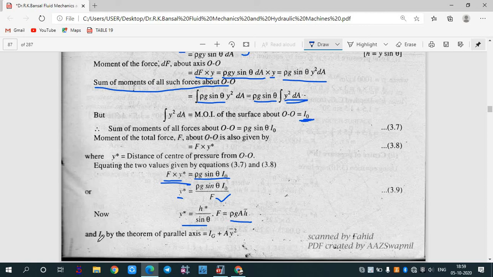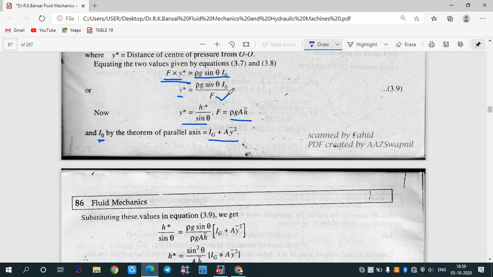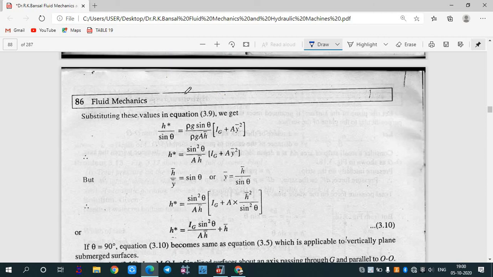And one more thing, I naught by parallel axis theorem, I have told you earlier, equals Ig plus A y bar square. So we'll put all these values in this. Instead of y star in this equation we put h star by sine theta. Now rho g sine theta I naught, instead of I naught we write Ig plus A y bar the whole square, divided by the force, which we replace by rho g into A h bar. So this is the final equation we are getting.